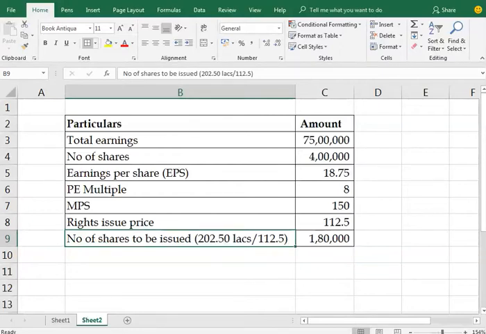Now what is going to happen is this 75 lakhs into 8 will further go up by 30.375 into 8. What is this number? 240. Now what does this mean? You are doing a positive NPV project of 40.5 lakhs. You are investing 202.5 lakhs but bringing to the company worth of 243 lakhs.